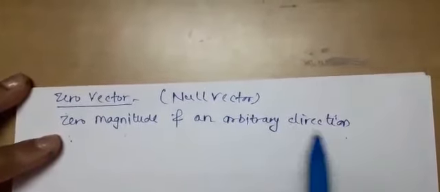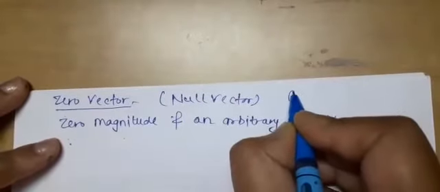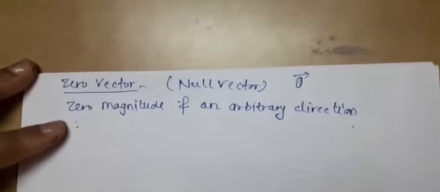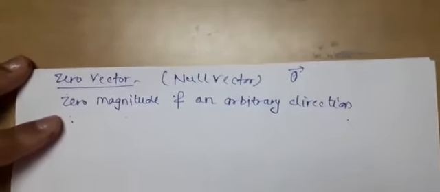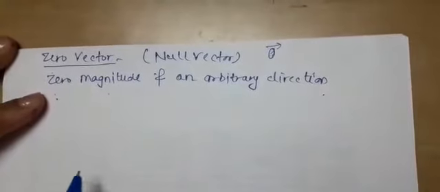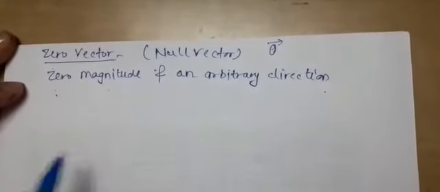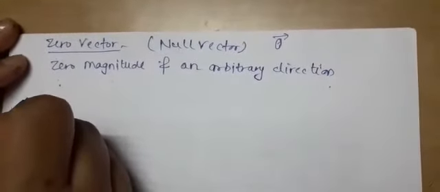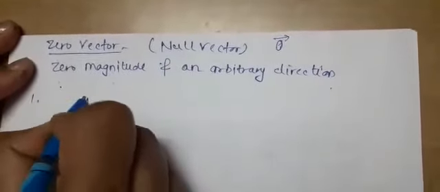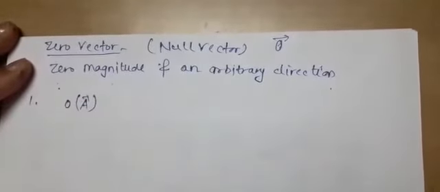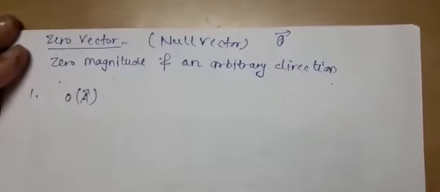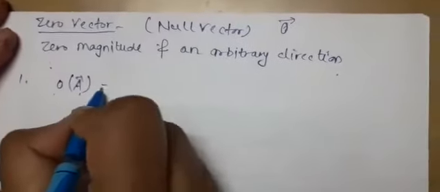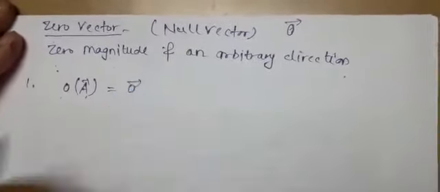So how can we represent it symbolically? See, 0 because the value is 0, and a vector sign is put over it. This is the symbolic representation. Now, if a vector is multiplied by 0, how can we get a 0 vector? When any vector is multiplied by 0, the result will be a 0 vector.